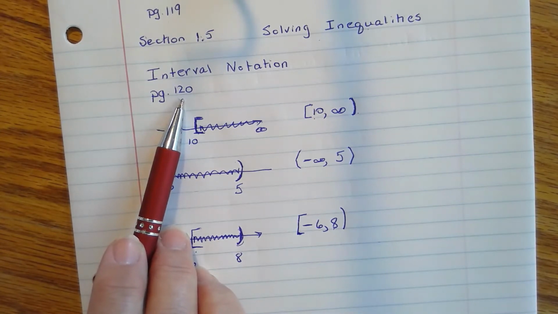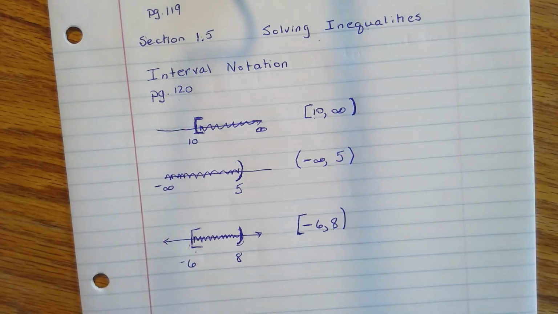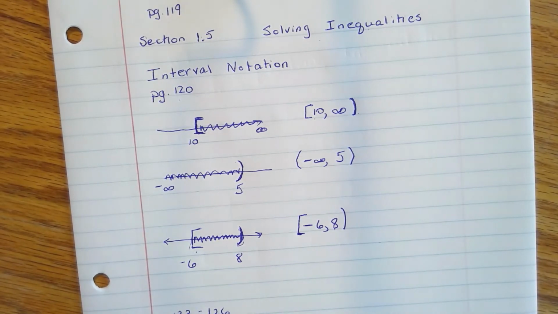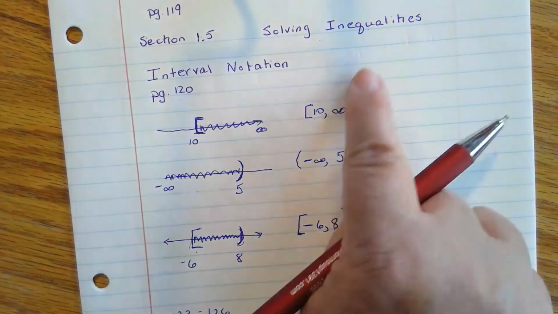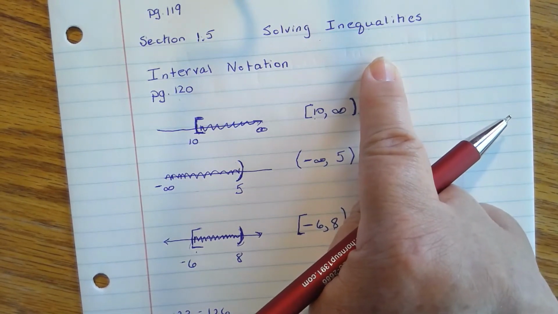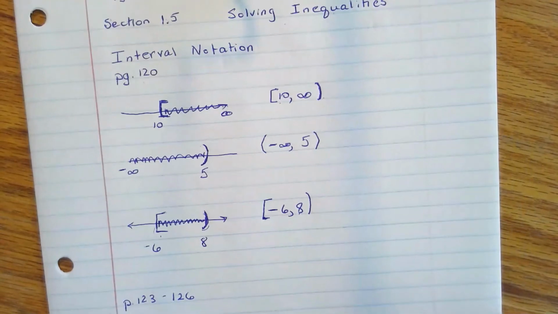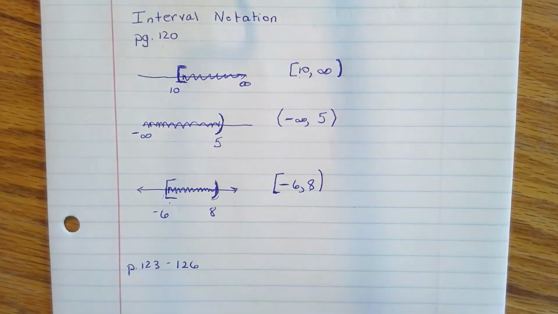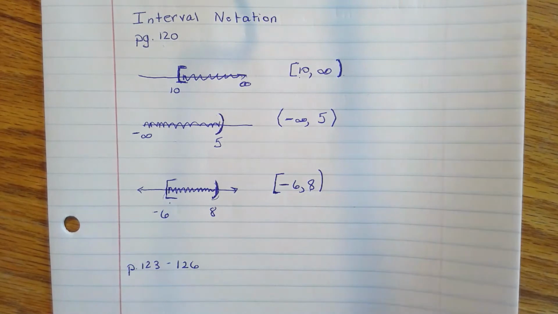I would also encourage you to look at the examples that are on pages 123 all the way to page 126. I think studying those examples will help you. The main thing you need to know is that when you're solving inequalities, the one thing that's different from solving equations is when you multiply or divide by a negative number. So we'll see that when we start working some problems.